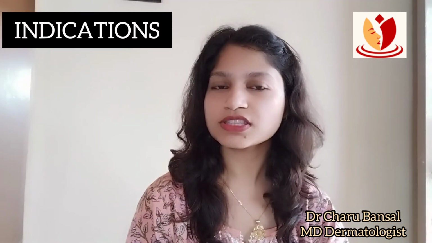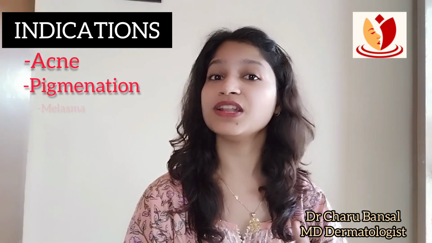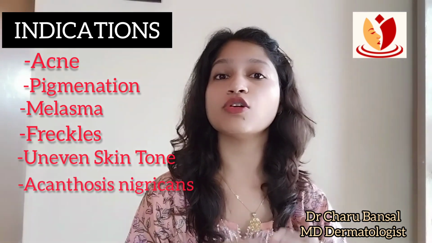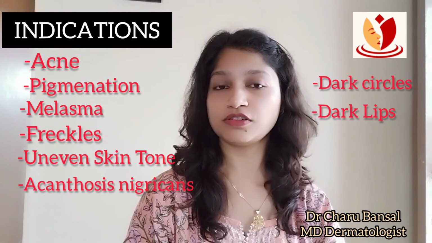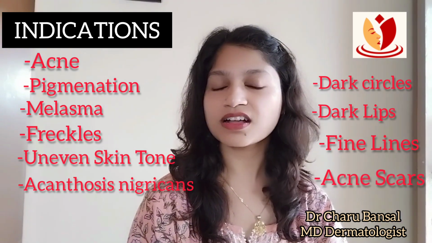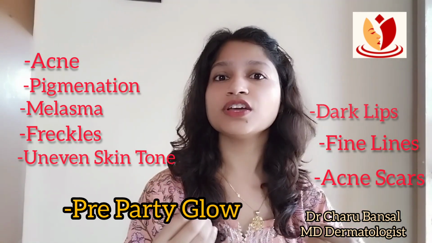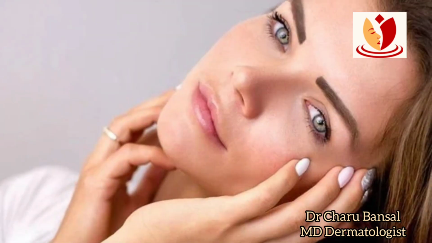So, chemical peels are used to treat various indications of the skin. They can be used to treat acne, pigmentation, dark spots like melasma, freckles, uneven skin tone, acanthosis nigricans. They can also be used to treat dark circles, dark lips. People also get chemical peels done to treat fine lines and wrinkles on the face, and acne scars. Some people get chemical peels for the pre-party glow. Means if they are going to some party or function, they get the chemical peel sessions to have an instant glow and shine on their face.